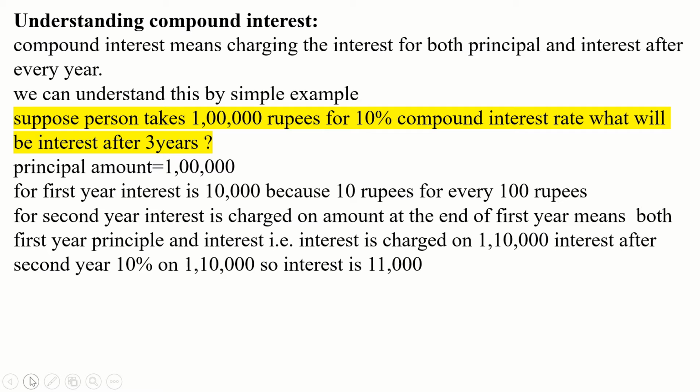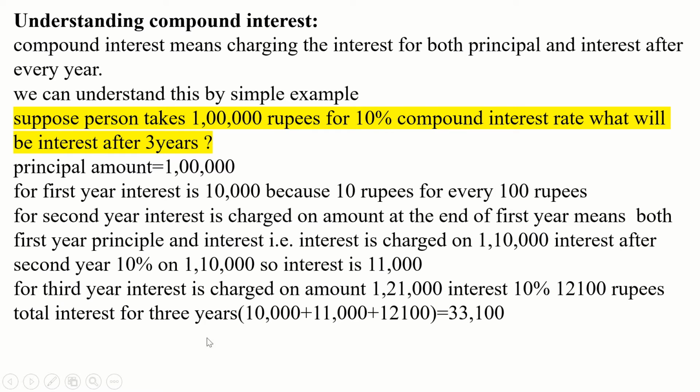In the third year we have to calculate the interest on the total amount after 2 years. That means in the third year we calculate the interest on 1 lakh 21,000. The first year 10,000 plus the second year 11,000 gives a total of 21,000, so 1 lakh 21,000 is there. We have to calculate interest on this amount. This is the meaning of compound interest.